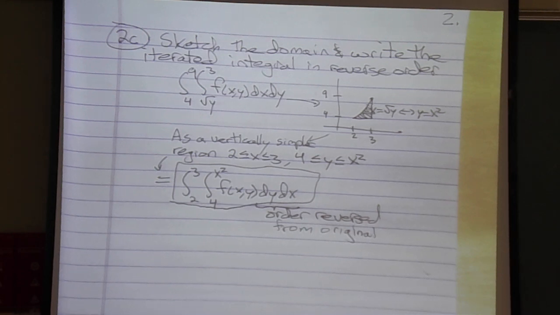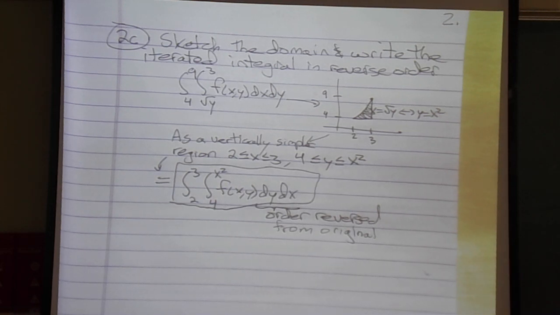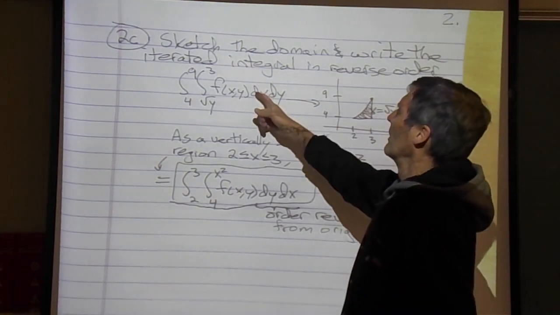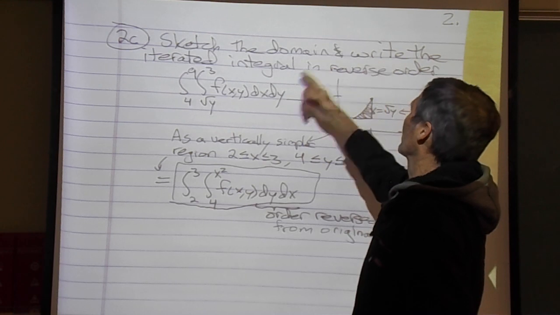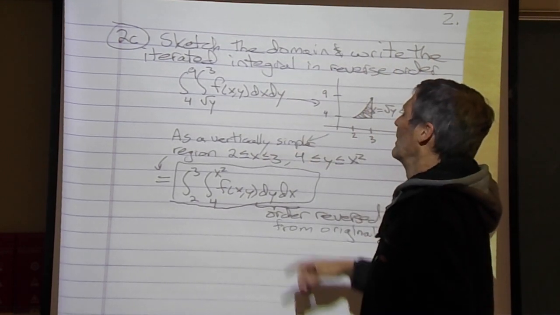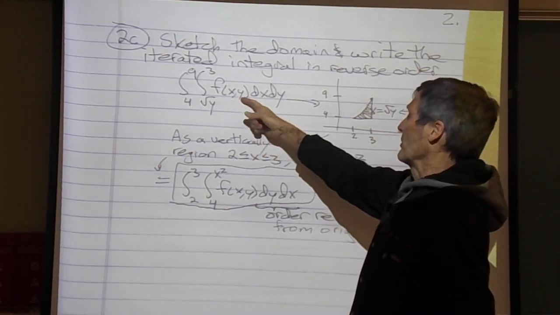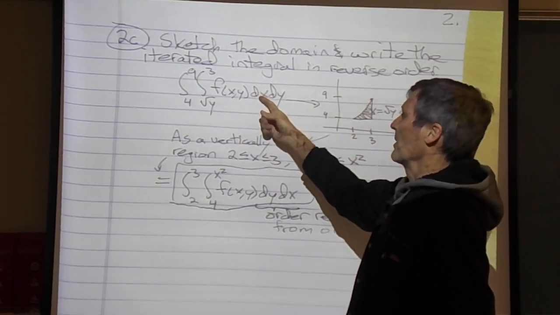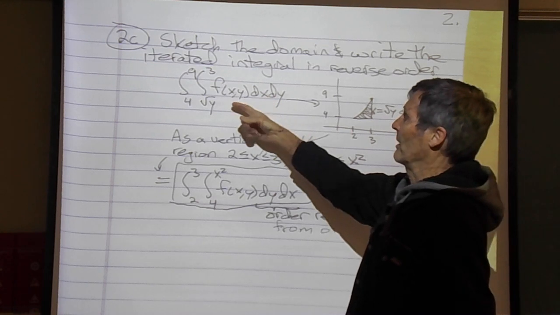Suppose I'm given this double integral, and I want to write the iterated integral in the reverse order, dy on the inside, dx on the outside. So the way to do this is to first sketch the region. Since dx is on the inside, this is a horizontally simple region.